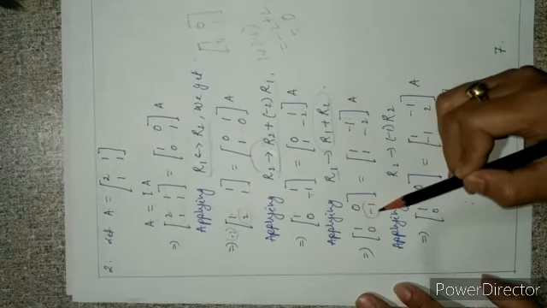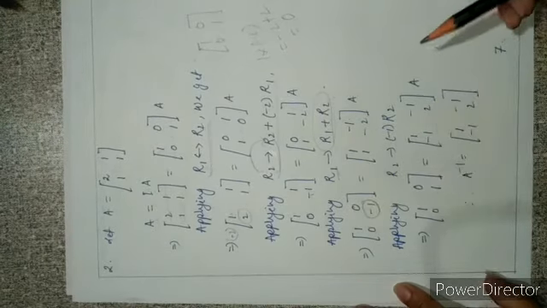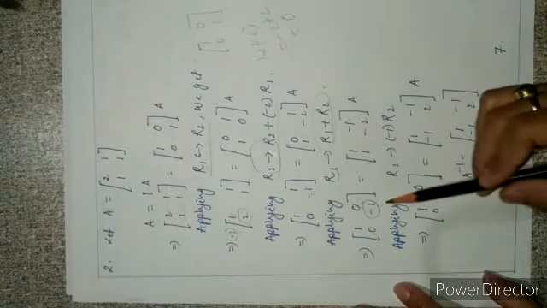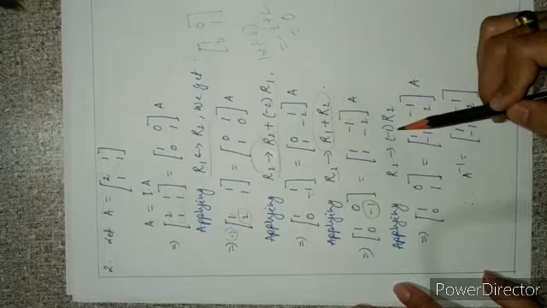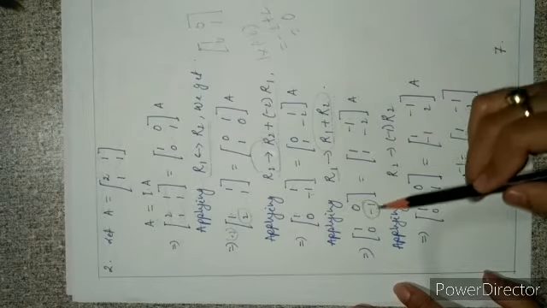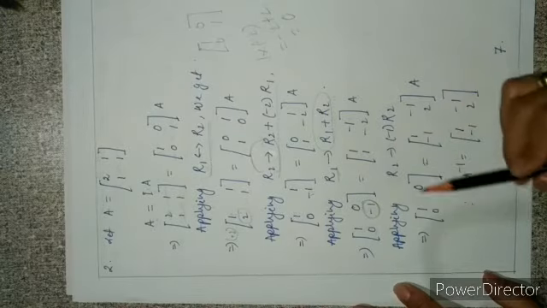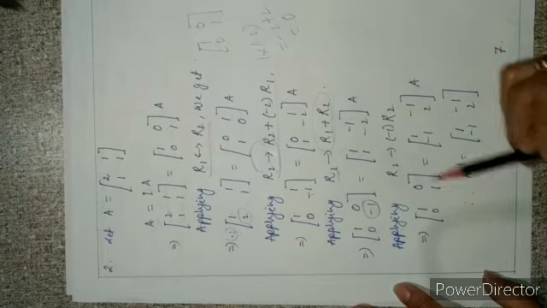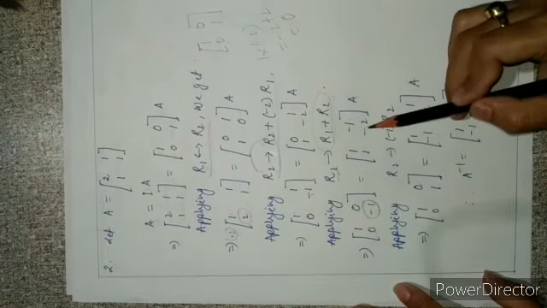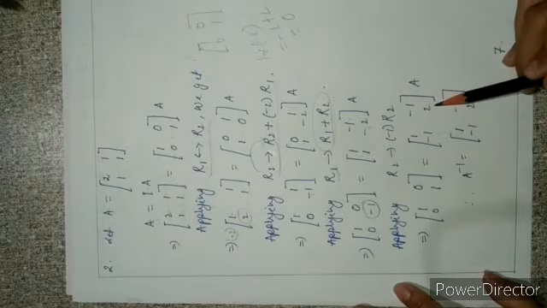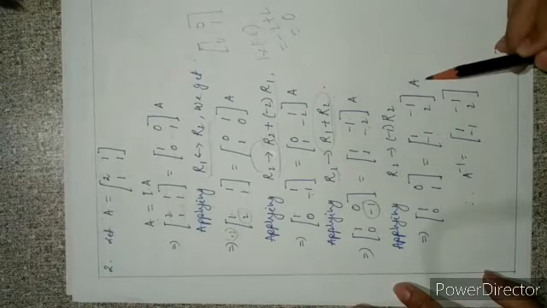Then make this element minus 1 equal to plus 1. For this we should multiply all the elements of the second row by minus 1. Minus times minus is plus, so we get 1 0 and 0 1. 1 into minus 1 is equal to minus 1. Minus 2 into minus 1 is plus 2, multiplied by matrix A.